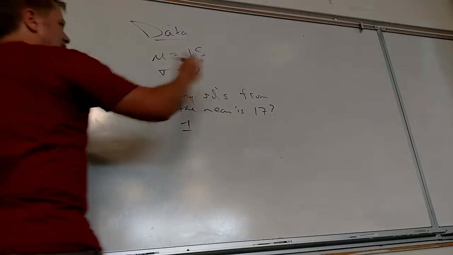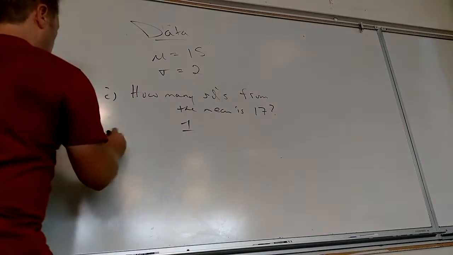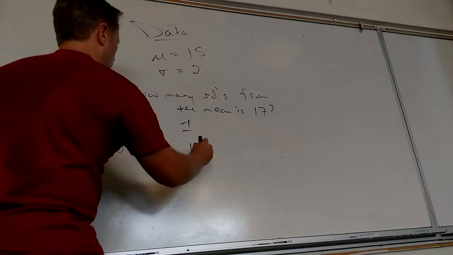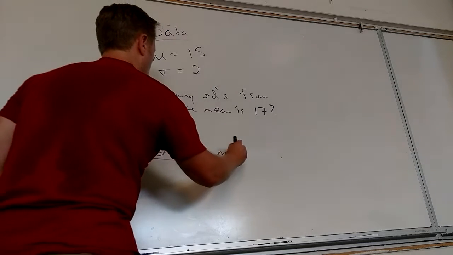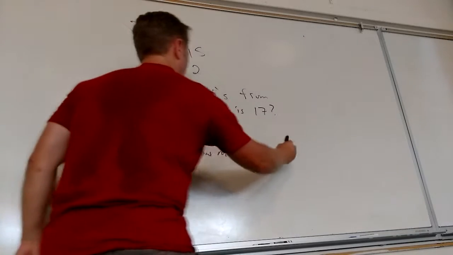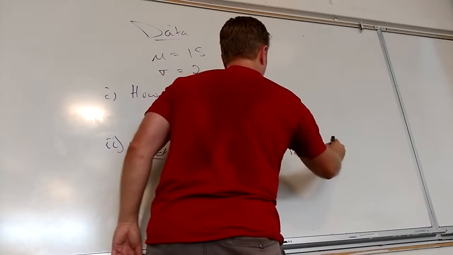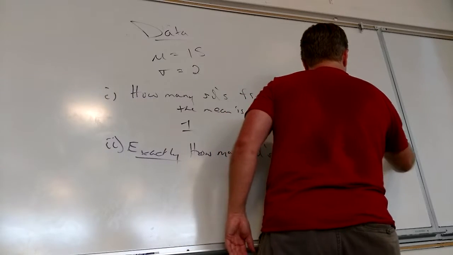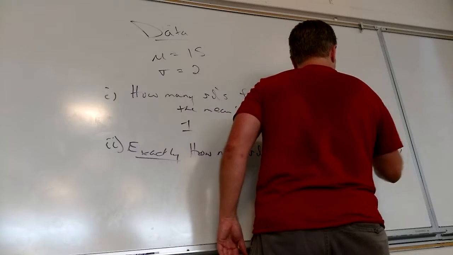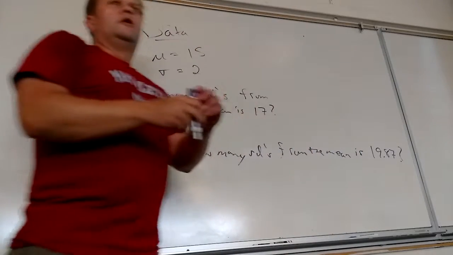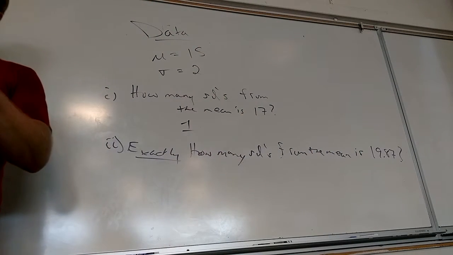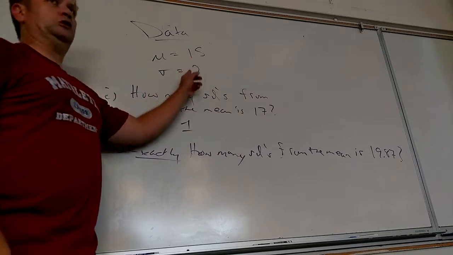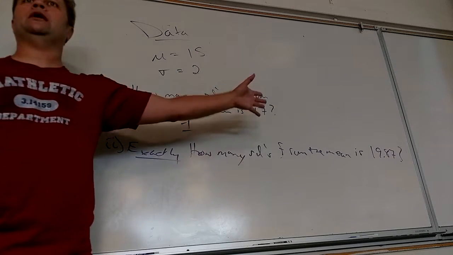How about exactly how many standard deviations from the mean is 19.87? This was easy before because 15 plus 2 is 17, so it's one step up.